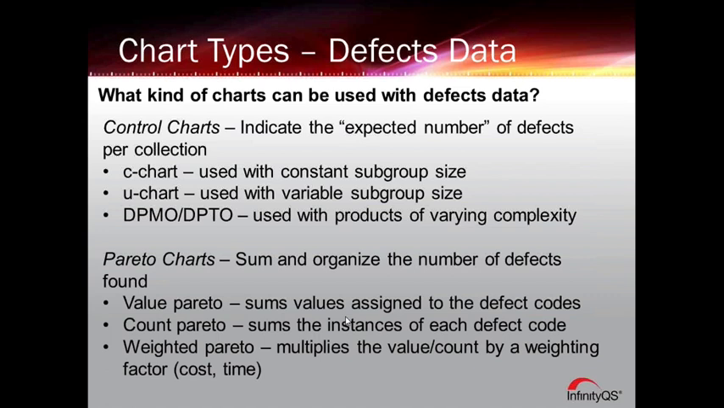Similar to that concept is a weighted Pareto, where I can multiply the value or the count by what we call a weighting factor. This weighting factor is often either a cost in dollars and cents, or in time, maybe rework time or something of the like. And so I can then not just look at counts of things, but start to assign an economic value to those, which helps me understand where I should be going with my analyses later on.